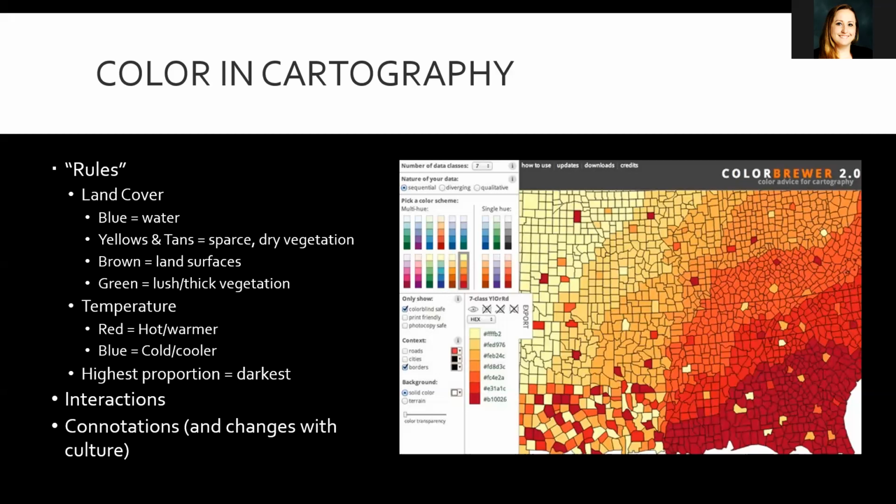And I had mentioned in a previous lecture to think about the connotations of color within cultures. And I had mentioned the differences in Western and some Asian cultures with white, black, and red. So make sure if you are creating a map for a culture outside of the United States that you take those ideas into consideration.